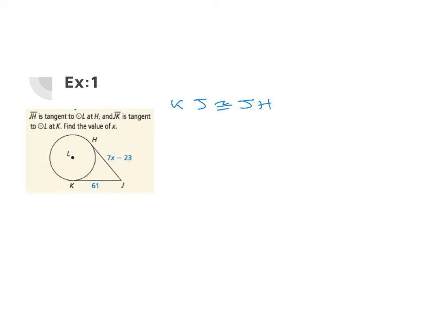Knowing that they're congruent, I can then go ahead and plug in an expression for each tangent line. I know that KJ is actually 61, and I know that JH is 7x minus 23, so I can plug those in. And I can go ahead and go through the process of solving for my variable to identify what x is, since that's what my question asks, finding the value of x. I would add 23 to both sides, and we get 84 is equal to 7x. And then we can divide both sides by 7, and we finish getting that x is equal to 12 as our final answer.